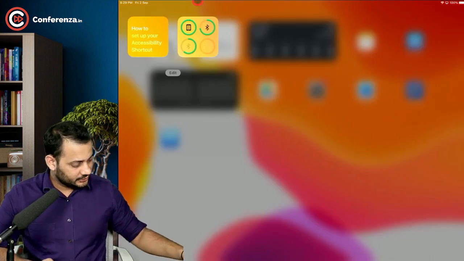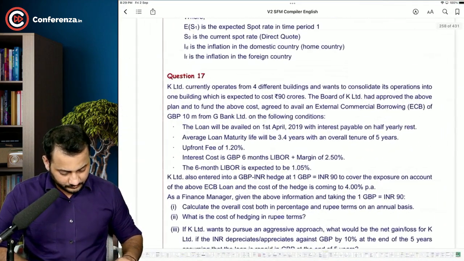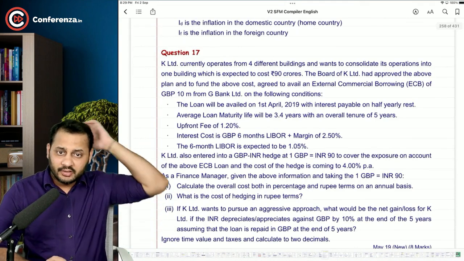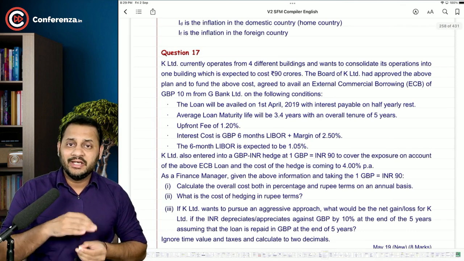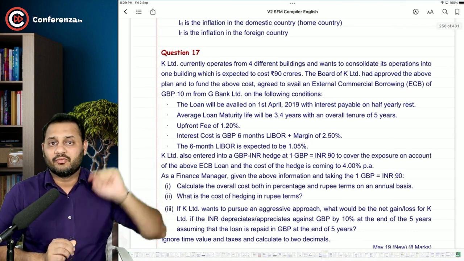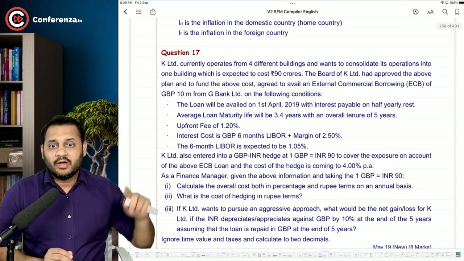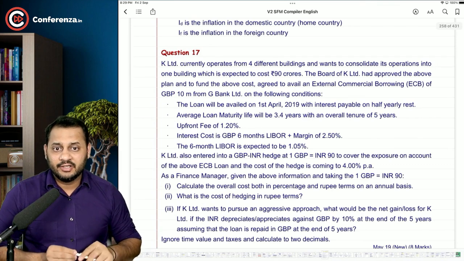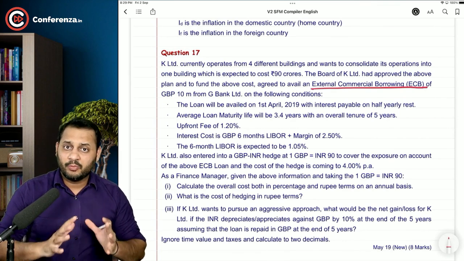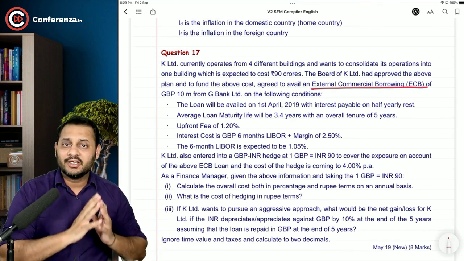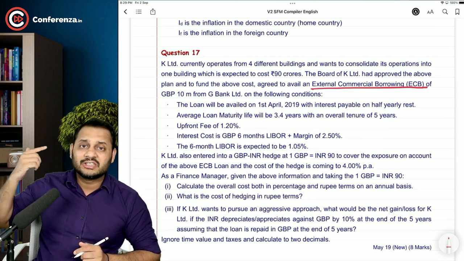The entire operation will cost 90 crore to us. The board of K Limited had approved the above plan. That means now you need 90 crore to set up that one building. Obviously, for that purpose, you will need funds. To fund the above cost, agreed to avail an external commercial borrowing. That means we are not borrowing from India. We are not taking a loan of 90 crores from India. We are taking a loan from someone else outside India.